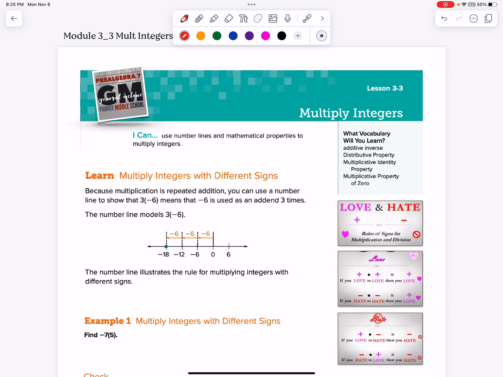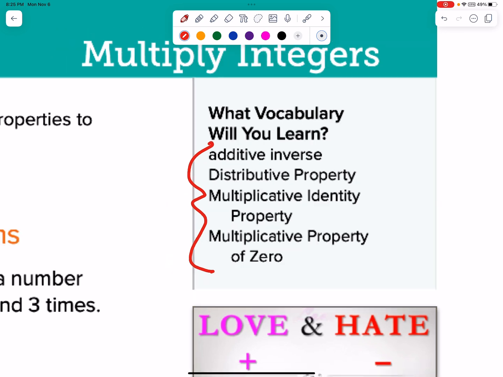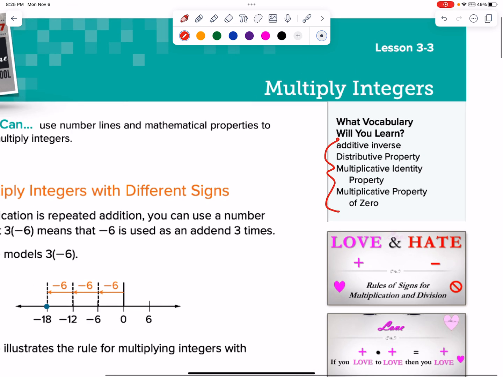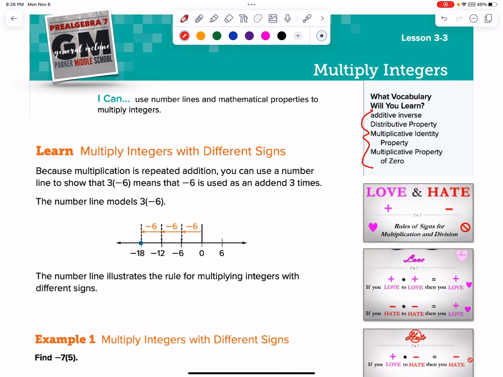Remember, you can use number lines and other mathematical properties to understand and multiply integers. We're going to briefly talk about some of these properties right here. As long as you understand how the mathematics works, remembering the property name isn't as important, but we do want to be familiar with them. Typically you're not going to draw a number line to represent multiplying integers, but I do want you to understand what this means.